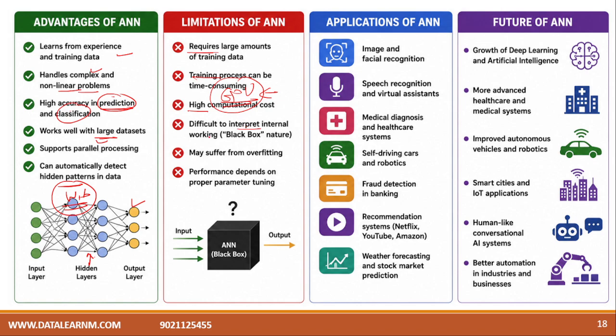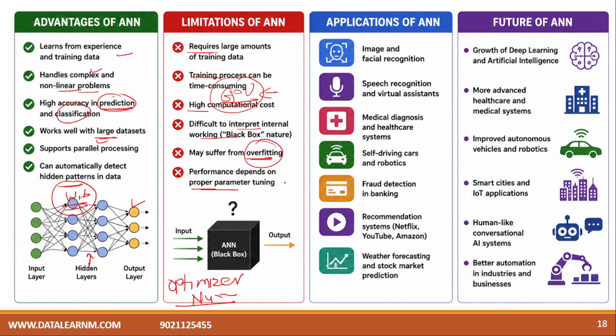Again, it is difficult to interpret the internal working, like what is happening internally. That interpretation is difficult. And there may be overfitting, where it learns well on the training side, but during execution there may be some challenges. Performance depends on proper parameter tuning, like which type of optimizer we are using and how many neurons you provide in the hidden layers, which we need to define. If all these things are good, you will get good results. If we are unable to provide some information at some level, it may give different results. So this is how it works.